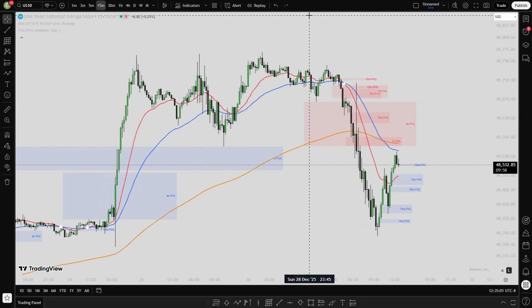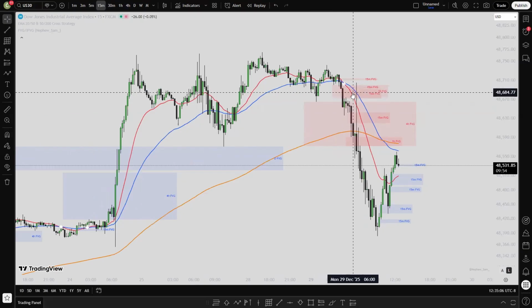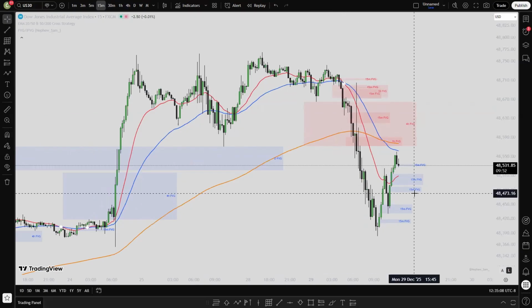I don't really want to make a video about it. It's pretty self-explanatory. The cross of the EMA, the 50 on top of the 20. You should look it up.